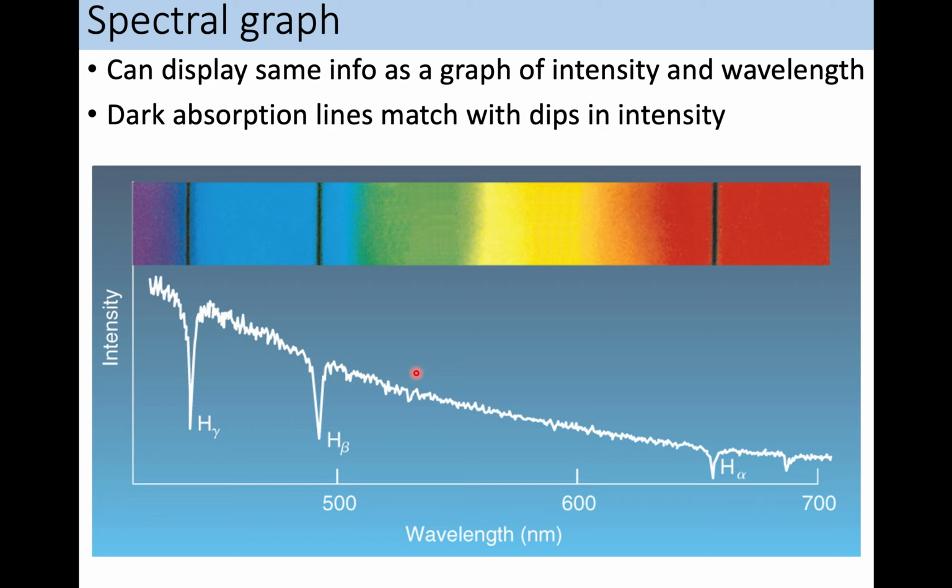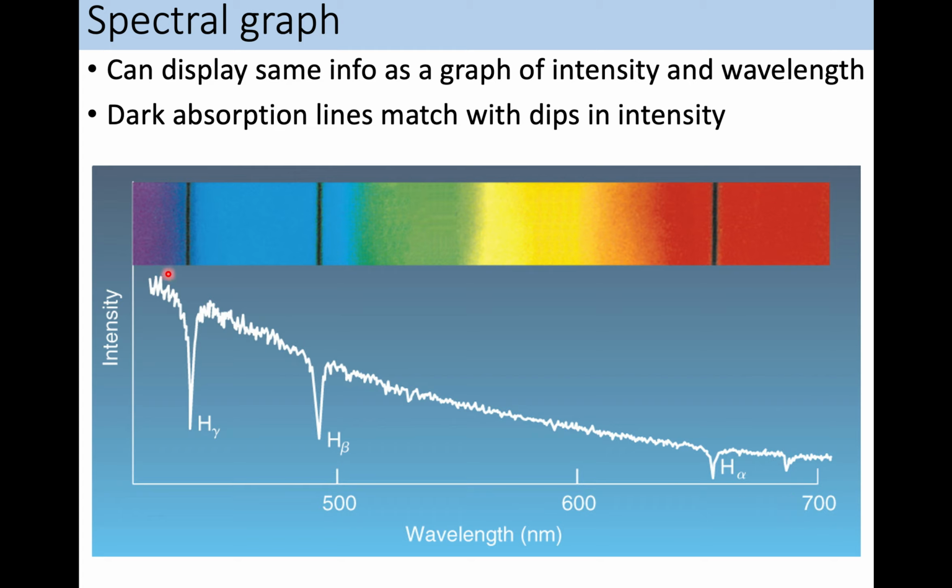So we can also display the same information in terms of a graph. So here we have a graph of the same set of spectral lines, one in the red, one in the light blue, and then one in the more purple for hydrogen. So this rainbow with the spectral lines is the same information as what is shown in this graph.